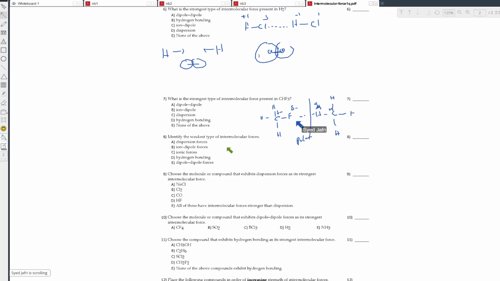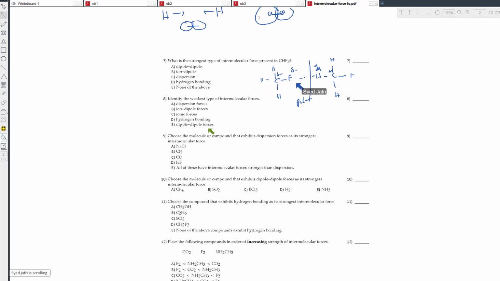Okay. What about 8? Identify the weakest type of intermolecular forces. Would it be A? Definitely. Right. What about 9?